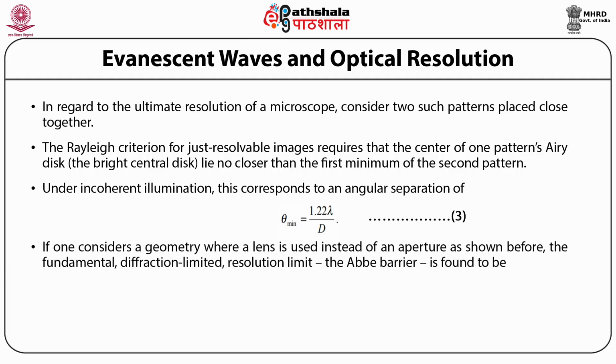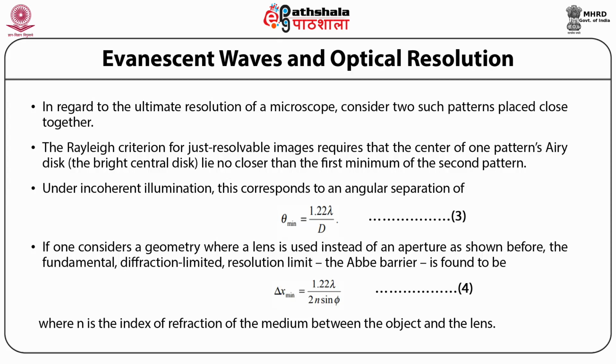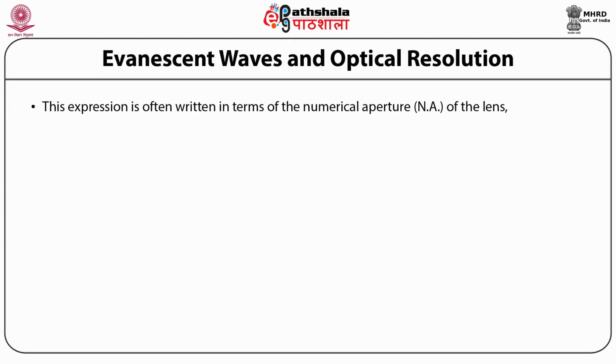If one considers a geometry where a lens is used instead of an aperture as shown before, the fundamental diffraction limited resolution limit, that is, the Abbe barrier, is found to be delta x min equals 1.22 into lambda divided by 2n sine phi, where n is the index of refraction of the medium between the object and the lens. This expression is often written in terms of the numerical aperture of the lens, that is, delta x min equals 0.61 lambda divided by the numerical aperture.